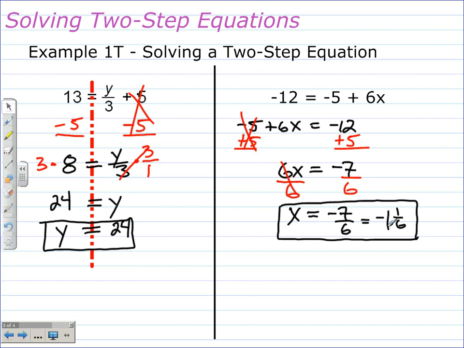To review, you want to undo the addition or subtraction first by using the addition and subtraction properties of equality. Then you want to use the multiplication or division properties of equality to undo the multiplication or division in your second step.